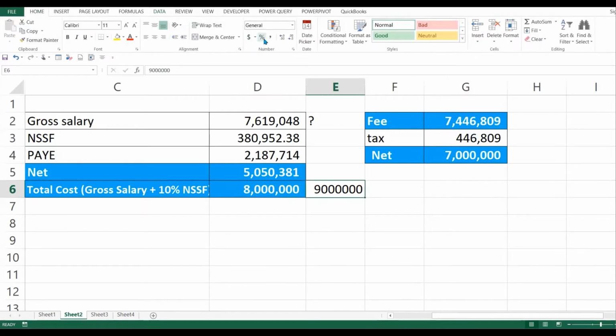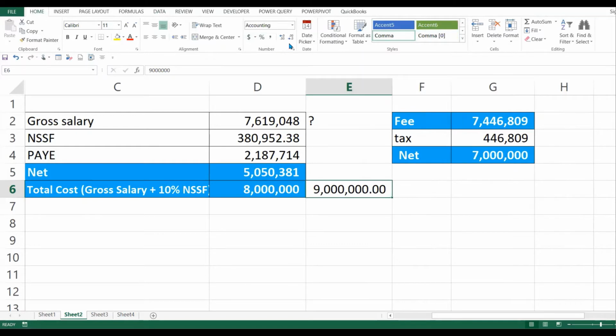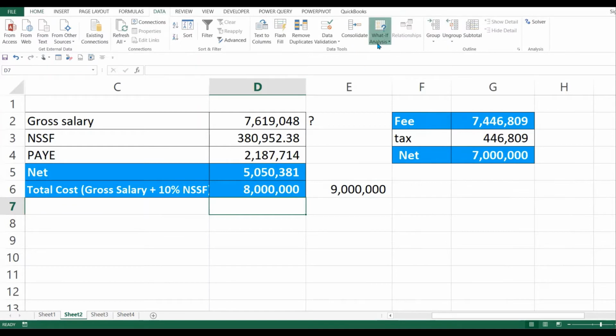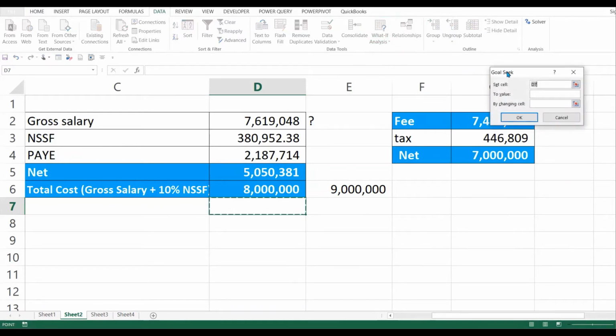So to get started, what we are going to do is go to data, what if analysis. Remember, we looked at data tables. I'm not going to go into that today. If you're interested in this, there's a video I did on that. Now I'm going to goal seek. In another video, I'll show you how to use the scenario manager. So goal seek, click there.